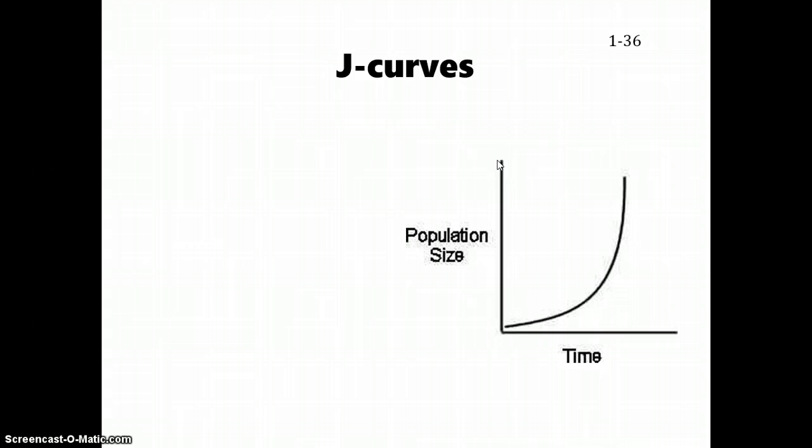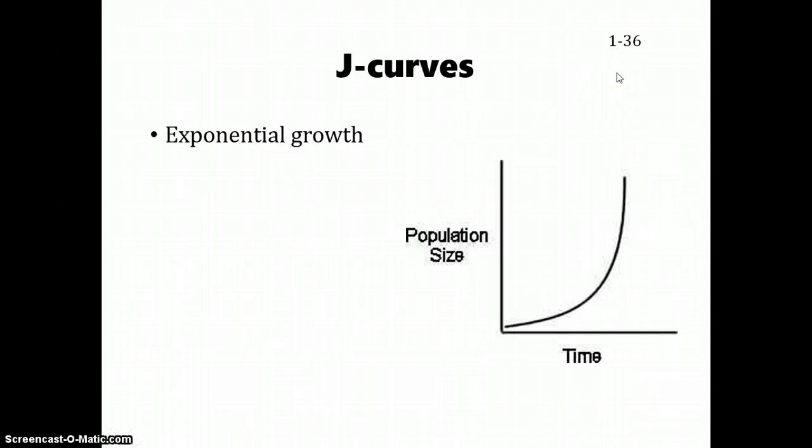Now there's two kinds of ways a population can grow. One is through a J-curve, and that's what you're seeing here. It got its name because of the way it looks. Early in time, we have this very slow increase in very few organisms, and then all of a sudden we start shooting up, and it continues to go higher and higher.